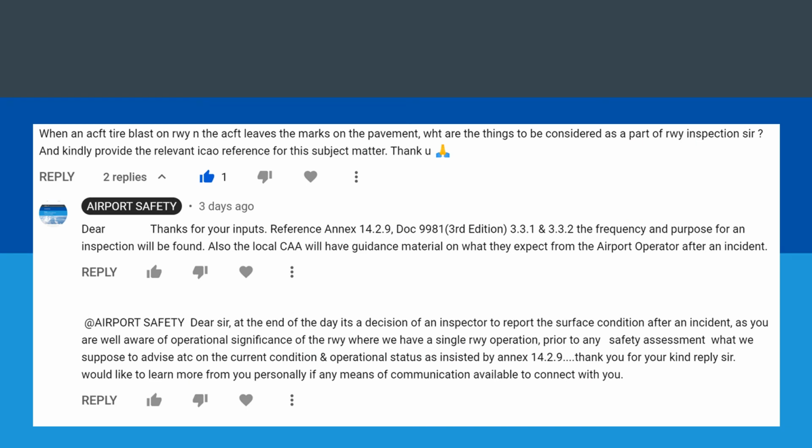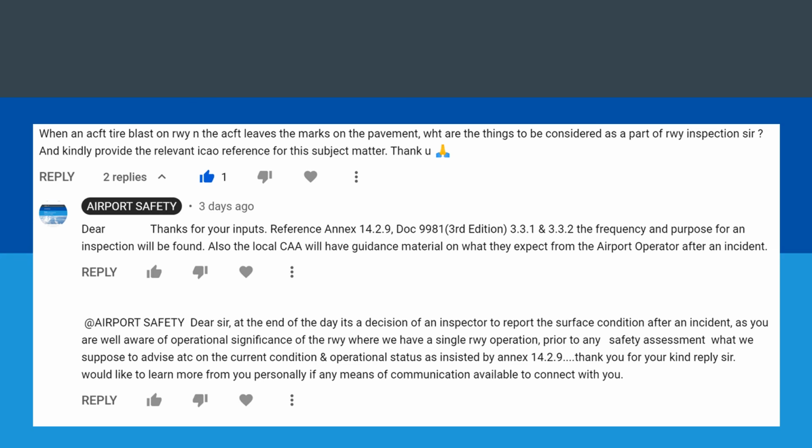Yes, we had a comment or a question from one of our viewers, and it said, when an aircraft tire blasts on the runway and the aircraft leaves marks on the pavement, what are the things to be considered as a part of runway inspection? And kindly provide relevant reference for this subject matter.